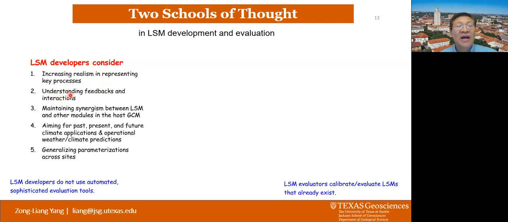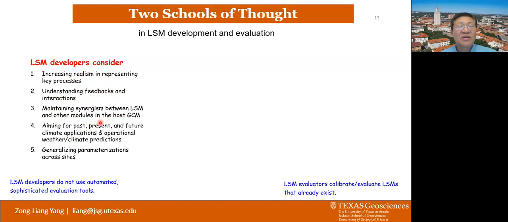Also, the focus is on understanding the feedbacks and interactions, how those processes, when you couple them into the atmosphere model, affect convection, cloud formation, precipitation, and general circulation. And when you develop a sophisticated land model, you also need to keep in mind that you have to maintain synergy between the complexity of a land model and the other host models, such as the ocean model and the atmosphere model.